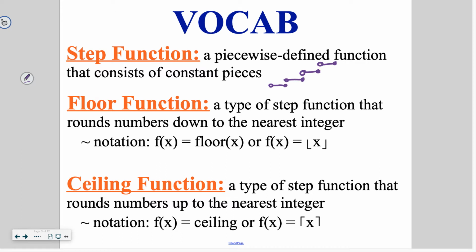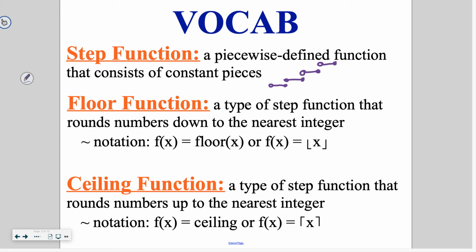There are two types of step functions. The first is called the floor function. This is the step function where you are rounding down to the nearest integer. So the notation for this is either f of x is equal to the floor of x. You might see the actual word, or f of x is equal to, we've got these brackets underneath x, which means round down.